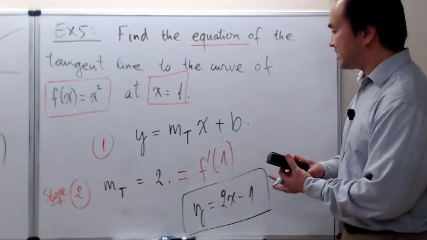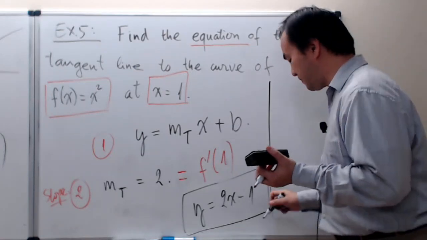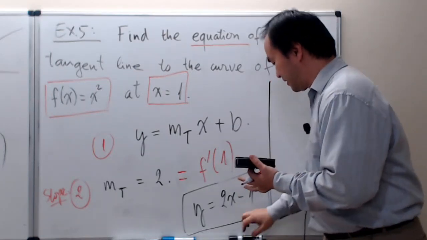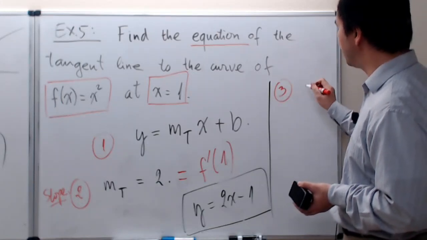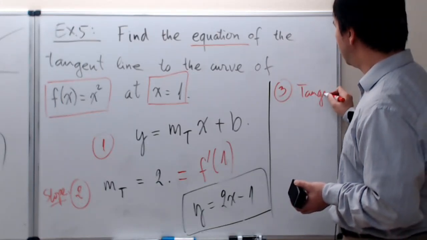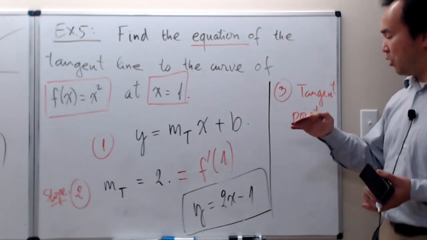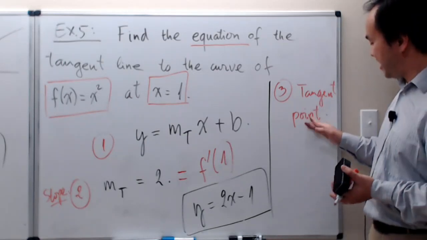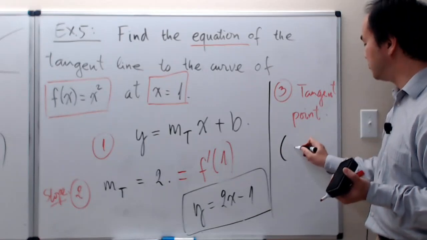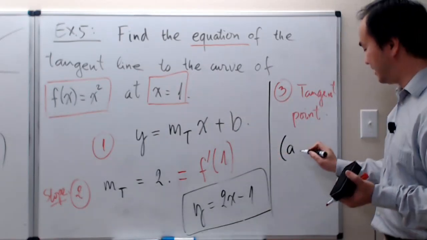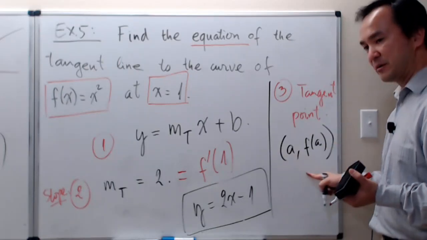And the next big step, I had to erase that in my earlier board, but the next big step is to find out where your tangent point is. So get your tangent point, because we have to know where the tangent line is being placed. The tangent point is always at that specific value a that's given in the problem, and then the y value for that is your function at a. This is famously your tangent point.